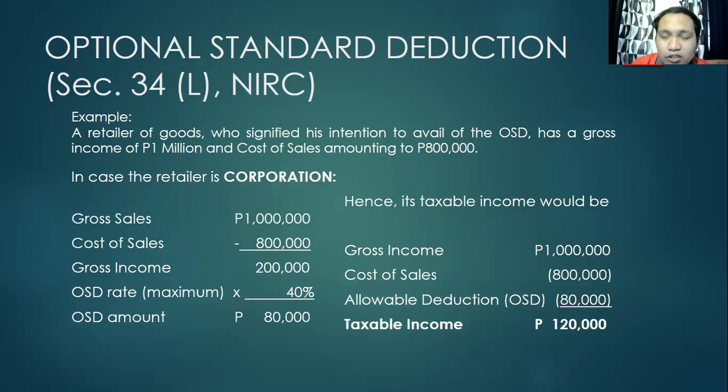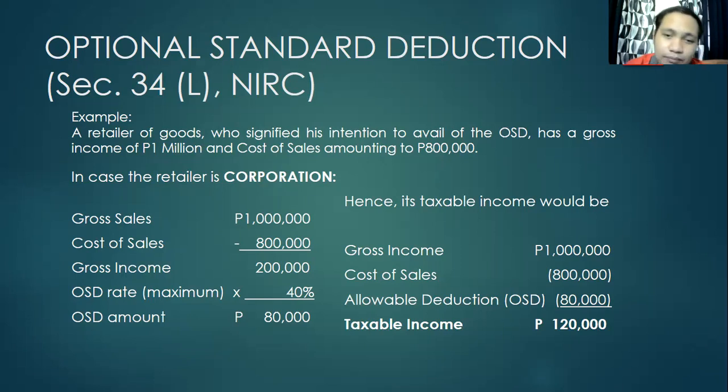So, paano pag corporation naman yung retailer? So here's the computation. So 1 million yung kanyang gross sales, then dineduct niya muna yung cost of sales niya, yung mga expenses niya sa pagbebenta niya na 800,000 pesos. So ang kanyang gross income will be 200,000 pesos. Then tsaka niya inimultiply ang rate ng optional standard deduction na 40% maximum. Okay? Then the corporation will be able to arrive at 80,000 pesos na deductible OSD. Okay? So the computation will be as follows.